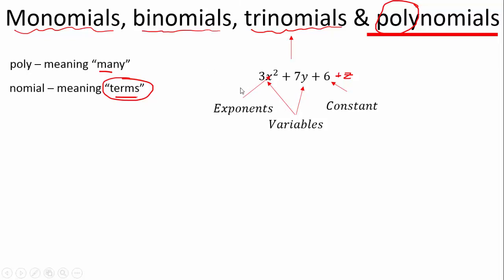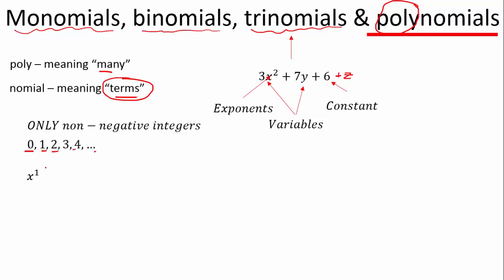Now it's very important for polynomials that there can be an x to a power in it. For example, there are only non-negative integers as exponents. Non-negative starts at 0, 1, 2, 3, 4, all the way up to infinity. For example, x to the power of 1 is a polynomial. Why? Because it has an exponent that is not negative. So yes, this is a polynomial. What about x to the power of 0? It is still a polynomial because it's got a 0, it's not negative.